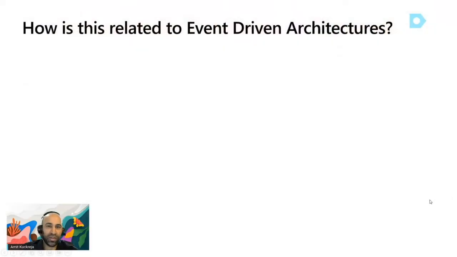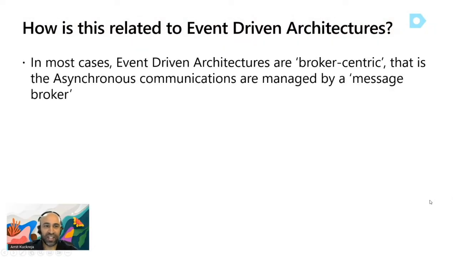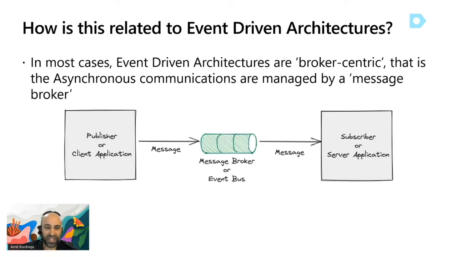Now, how is this related to event-driven architectures? In most cases, event-driven architectures are broker-centric. That is, asynchronous communications are mediated by a message broker. So basically, this is something which happens in the middle. The publisher or client application puts a message on the message broker or event bus, and then eventually the subscriber or the consumer of that queue will receive that message.